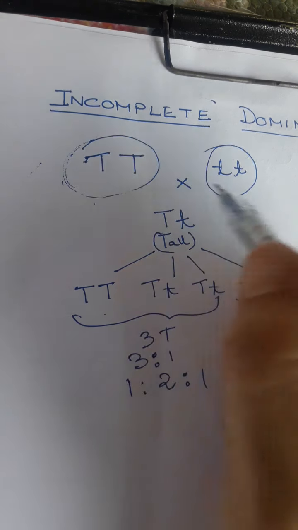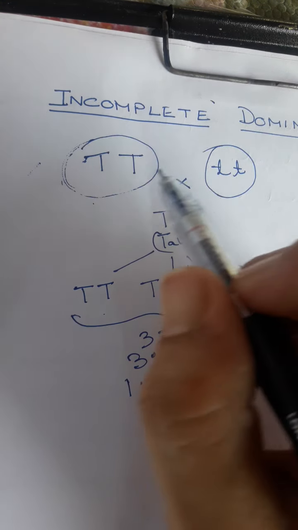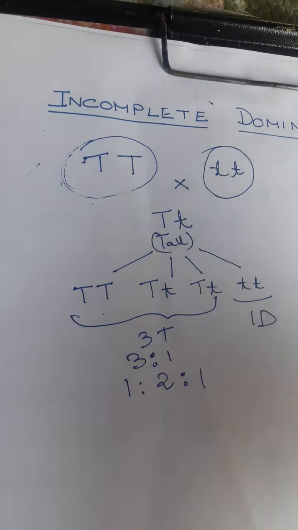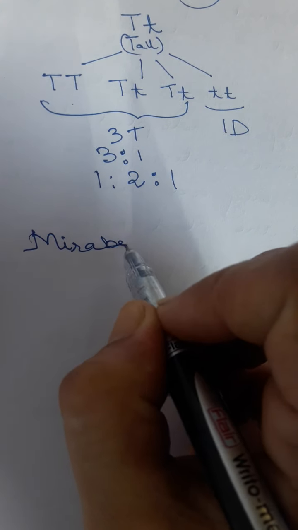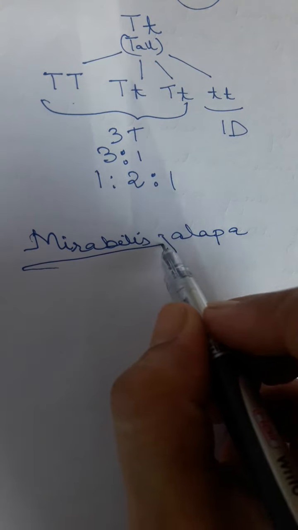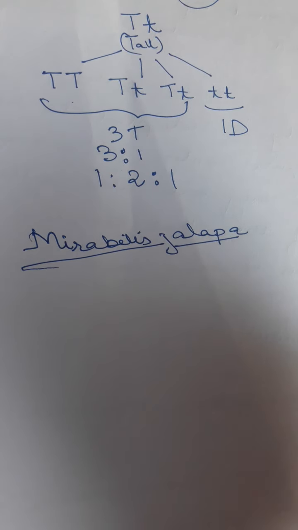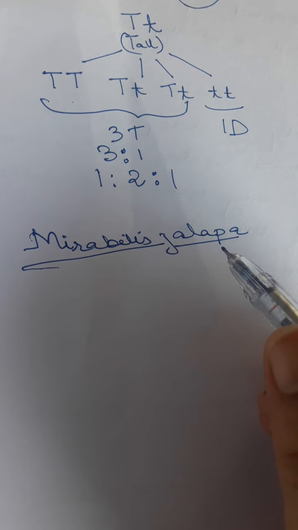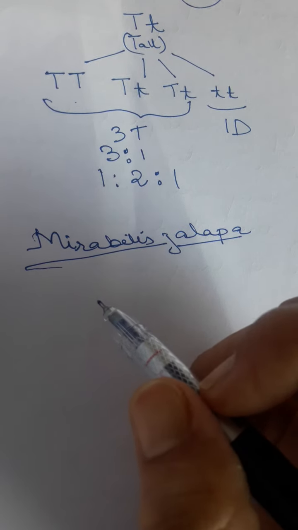That means an intermediate form occurs in between the dominant and the recessive parent, and that particular phenomenon is known as incomplete dominance. Now, for example, in Mirabilis jalapa, the 4 o'clock plant, or in local terms Godhuli Gopal. Normally we have it in our gardens. It's a very beautiful flower, and the speciality is that the same plant has different colors of flowers. So this is Mirabilis jalapa.